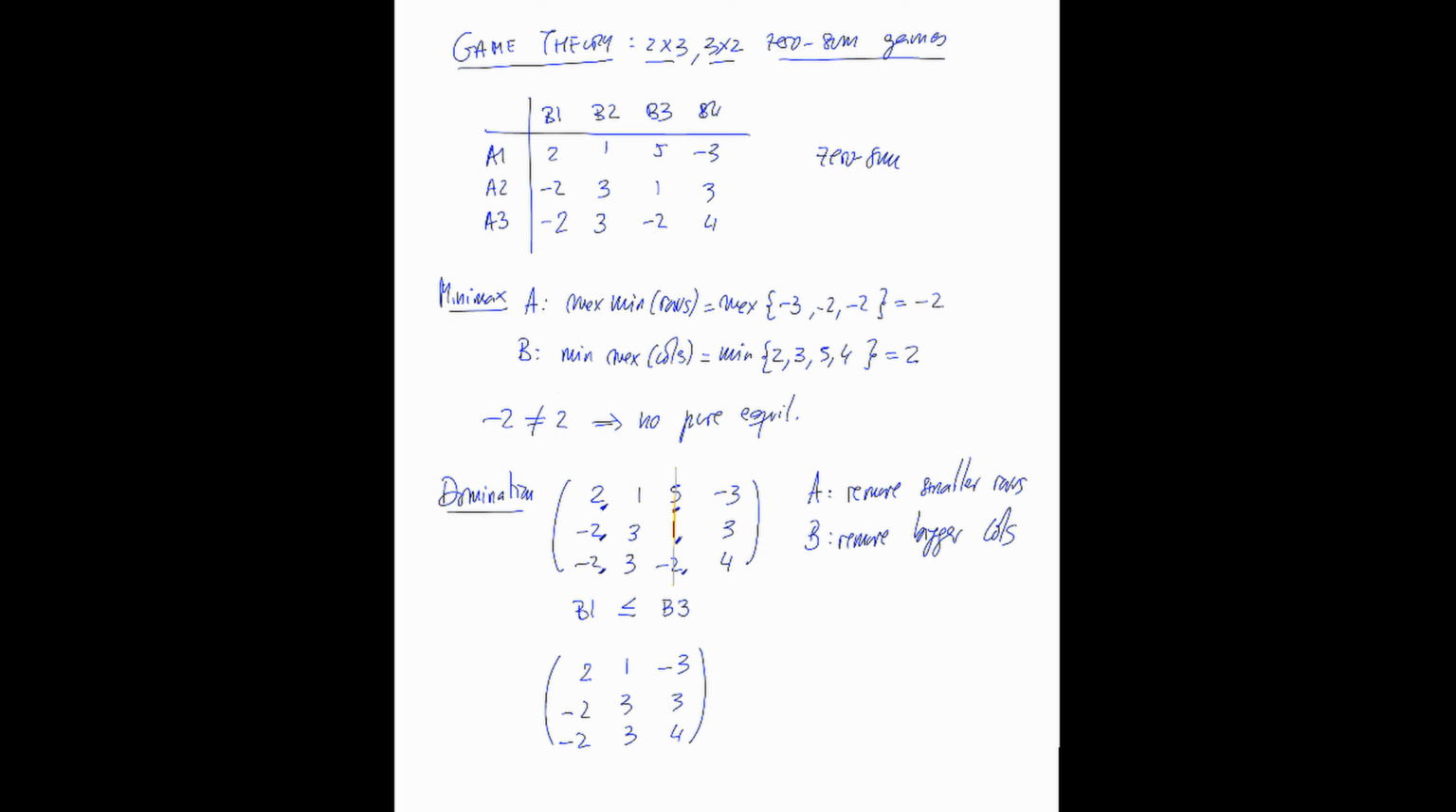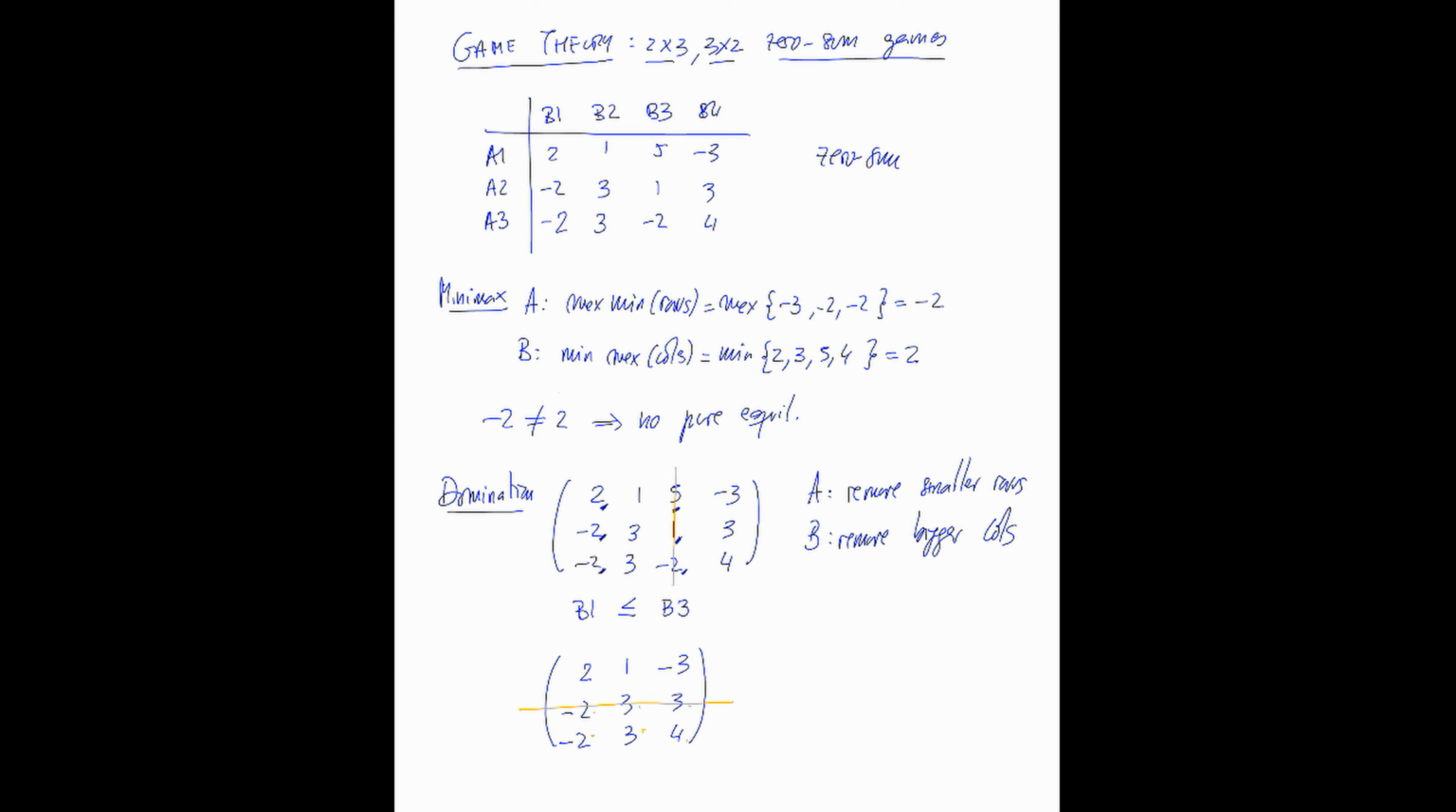If you inspect this matrix again, you can check that we can get rid of the second row. Why? Because these are equal. This guy and this guy are equal. This guy and this guy are equal. This guy is less than this guy. So we can get rid of the second row.